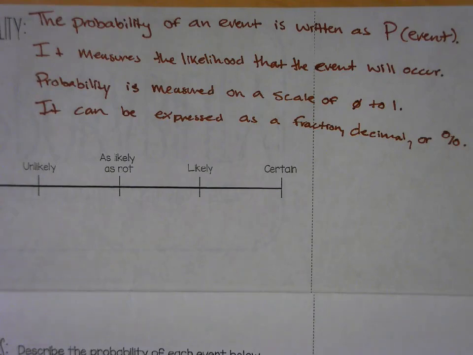So the probability of an event is written as P and then parentheses with that event inside of it. It measures the likelihood that the event will occur. Probability is measured on a scale of 0 to 1, with 0 being impossible and 1 being certain. It can be expressed as a fraction, decimal, or a percentage. So go ahead and write that down.